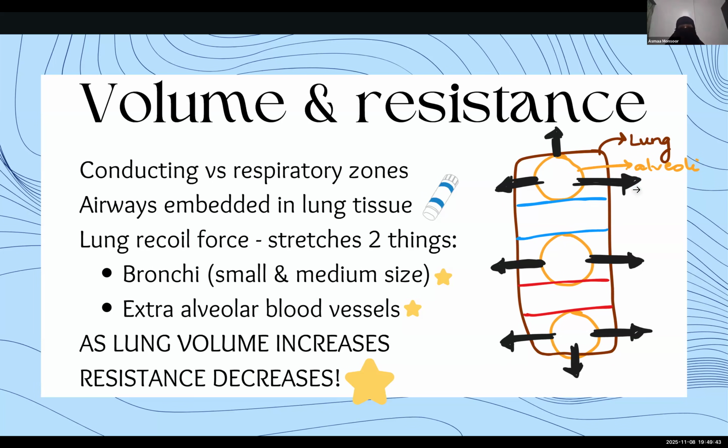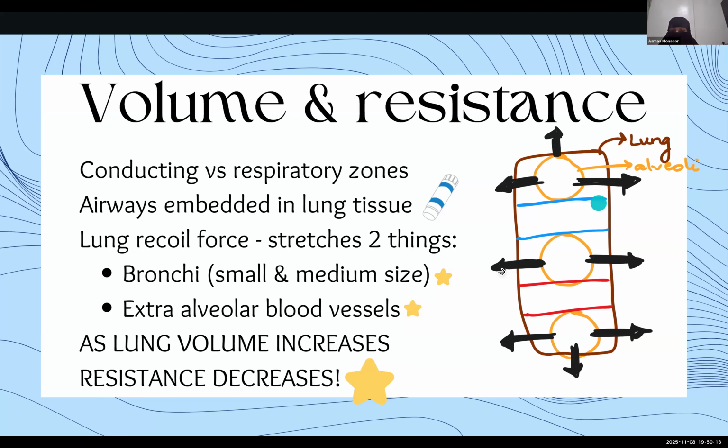Okay, wait. As you can see over here, let me explain once more. This is the lung. The lung has alveoli, bronchi, bronchioles, and blood vessels all together. We're talking about how volume is affecting resistance. When there is increased volume, usually the resistance will decrease. When volume increases, the resistance will decrease. Now let me show you how that happens.